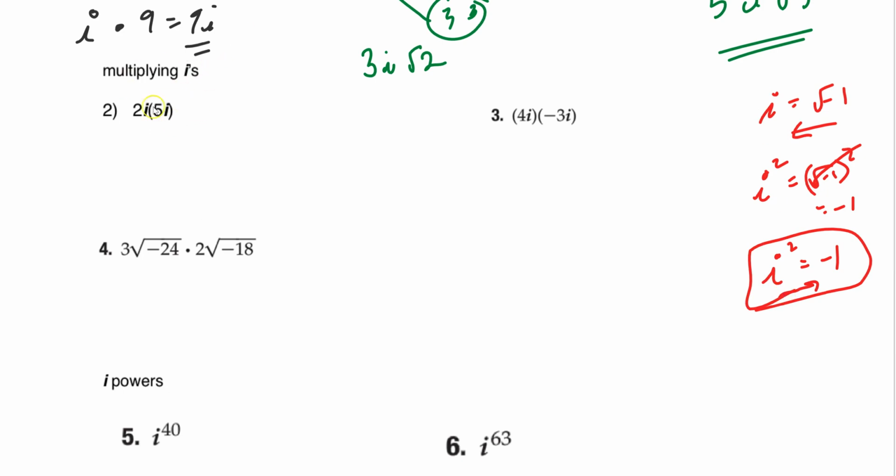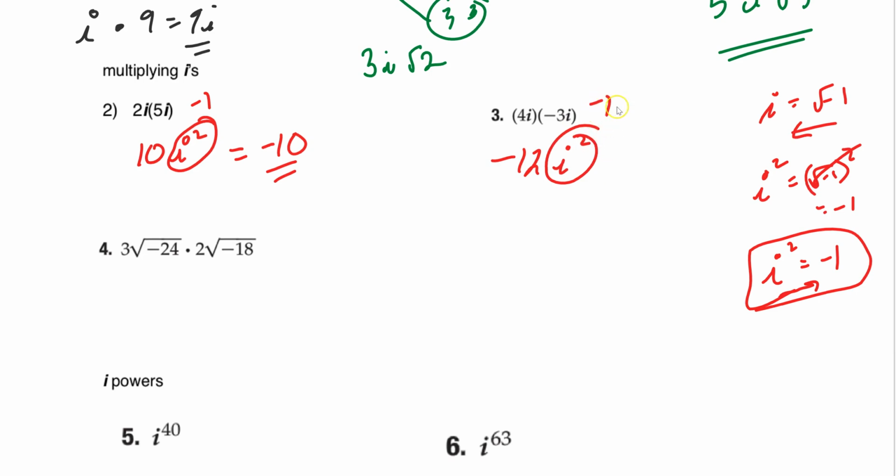So look at this one right here: 2i times 5i. That's 10i squared. But there's an i squared, that's -1. -1 times 10 is -10. That's how that works. Like here: 4i times -3i. That's -12i squared. Well, this is -1, so you multiply -12 times -1, and it's just 12. So that's how you simplify i's.